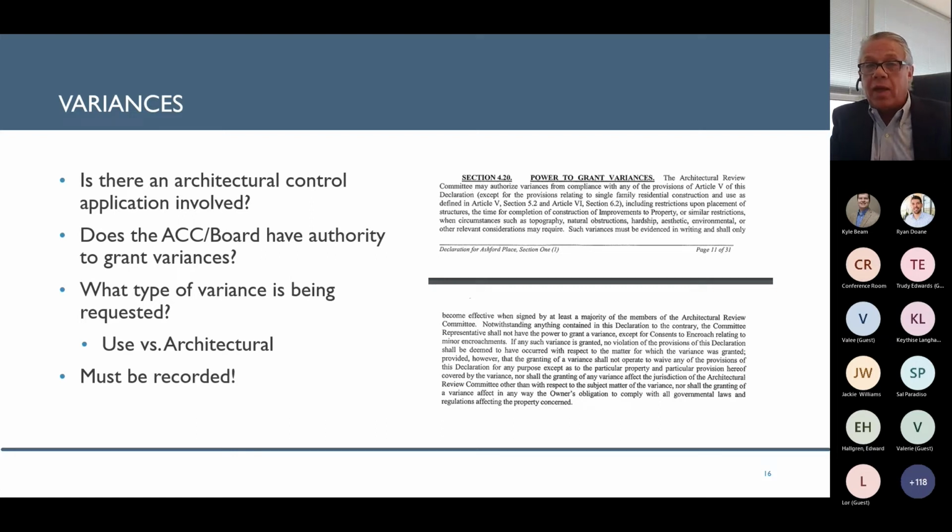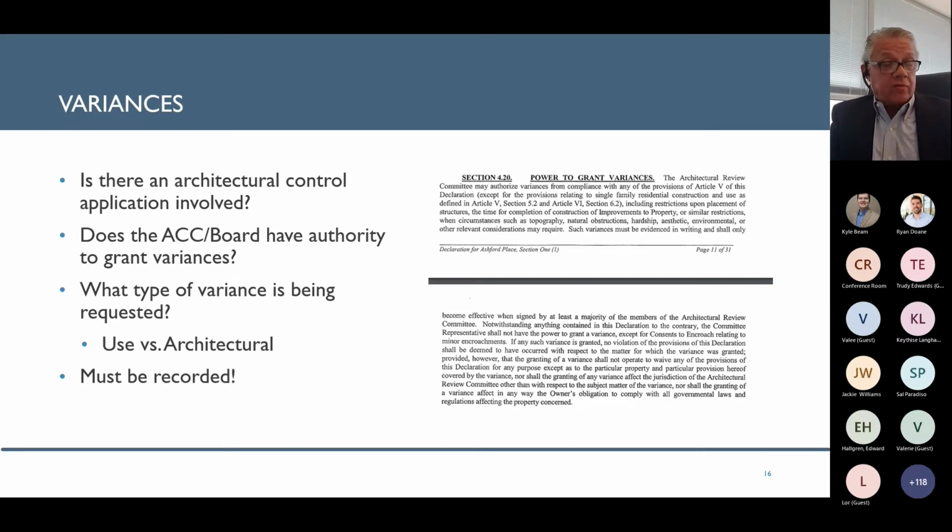There's some sample language here. In this one, it limits variance authority to circumstances such as topography, natural obstructions, hardship, aesthetic, environment, or other relevant considerations, which is a fairly broad term. So you've got to see if there is variance authority, if it's limited, or if it's unfettered, to where the board can just do this.